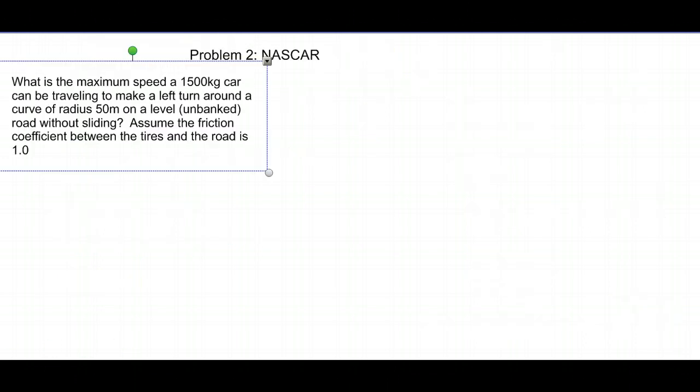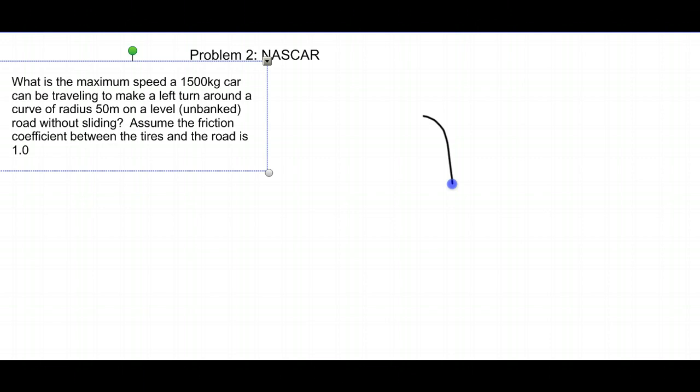Now here's another example. We have a 1,500 kilogram car that is traveling and making a left turn around a curve of radius 50 meters on a level road, that means it's unbanked, that's flat, without sliding. We can assume that the friction coefficient between the tires and the road is 1.0. That's pretty close to accurate for most tires as they come into contact with the road. So let's see what this looks like.